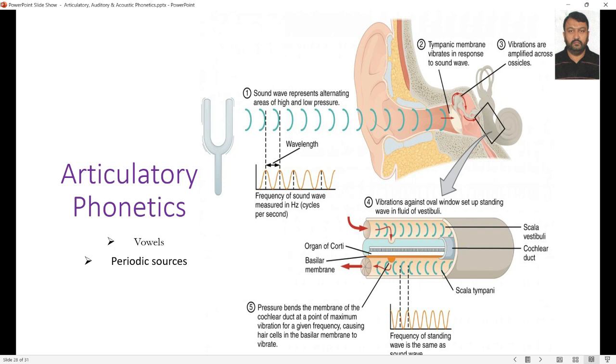Sternothyroid muscle, lowers thyroid. Sternohyoid muscle, lowers hyoid. Stylohyoid muscle, raises hyoid. Digastric muscle, raises hyoid.